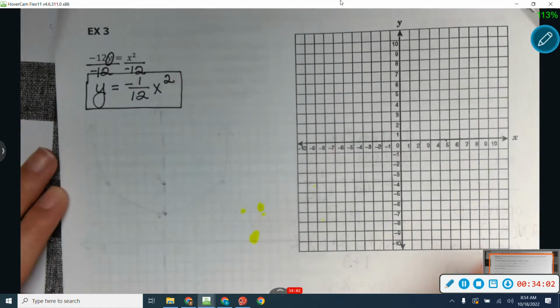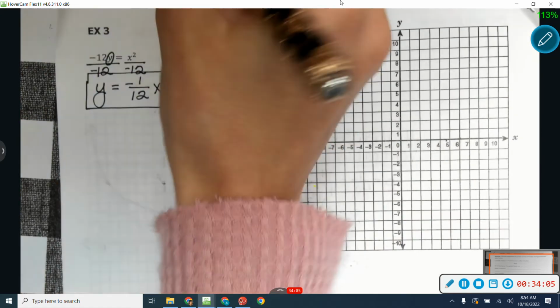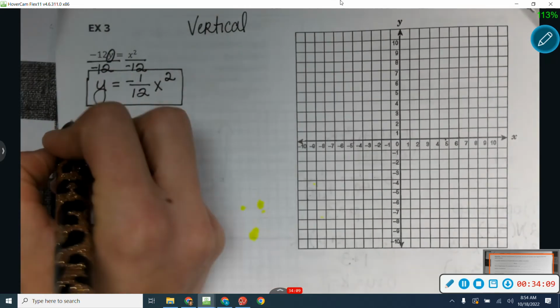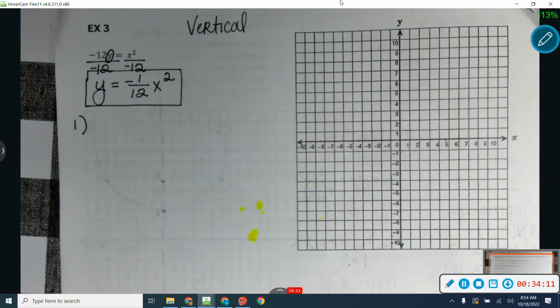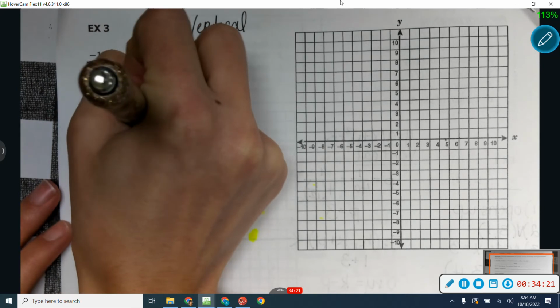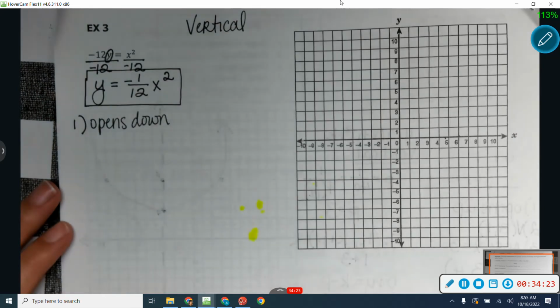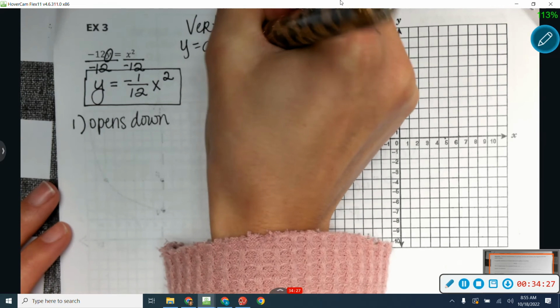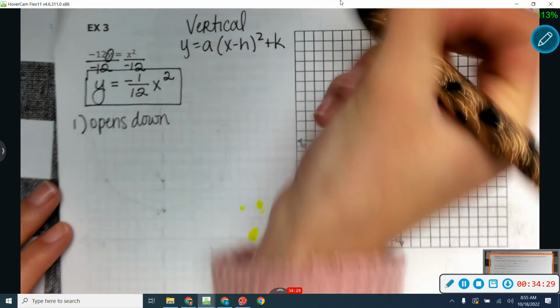Is it going to be horizontal or vertical? Vertical, because it's y equals. So is it going to open up or down? It's going to open down. How do we know that? We got a negative. Okay, so vertical tells me y is equal to a times x minus h squared plus k.